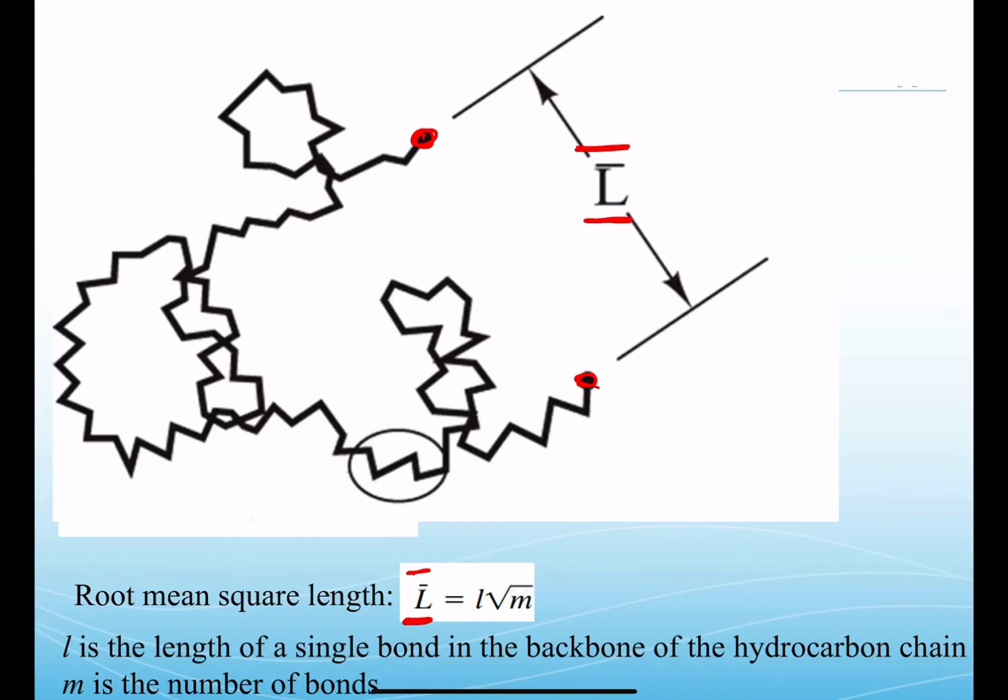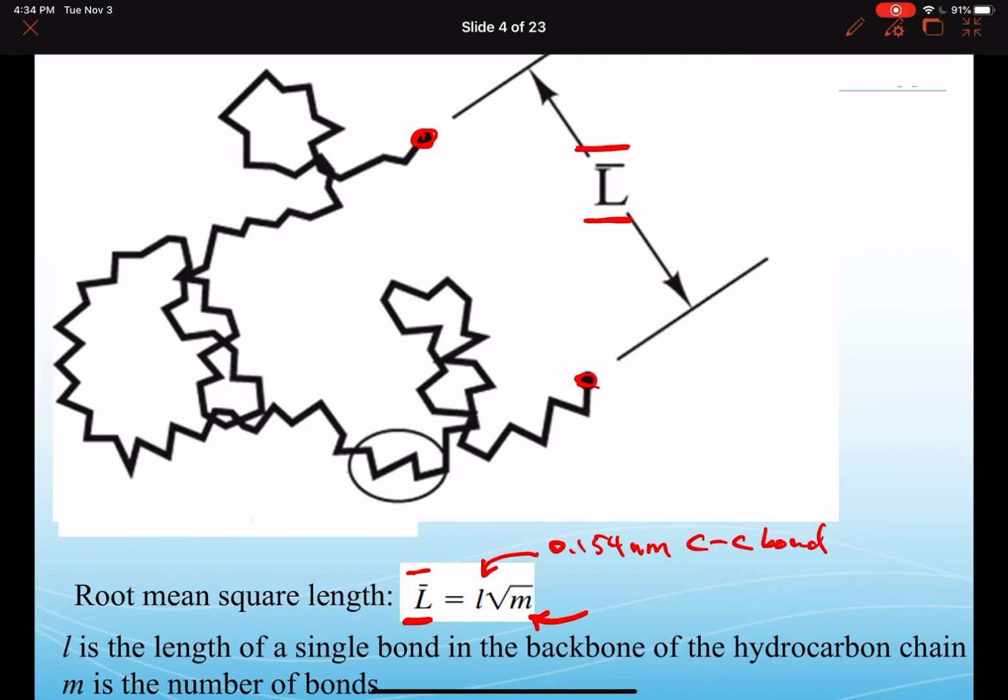And here we see again the number of bonds comes into the equation, so we see that as a square root now, and we're going to multiply again by the bond length that we had from our table of information. So in the case of polyethylene, this was the 0.154 nanometers for the carbon-carbon single bond. Okay, and M would be the number of bonds in the kinked structure. Okay, let's just clean that up because we have some more content on this slide.